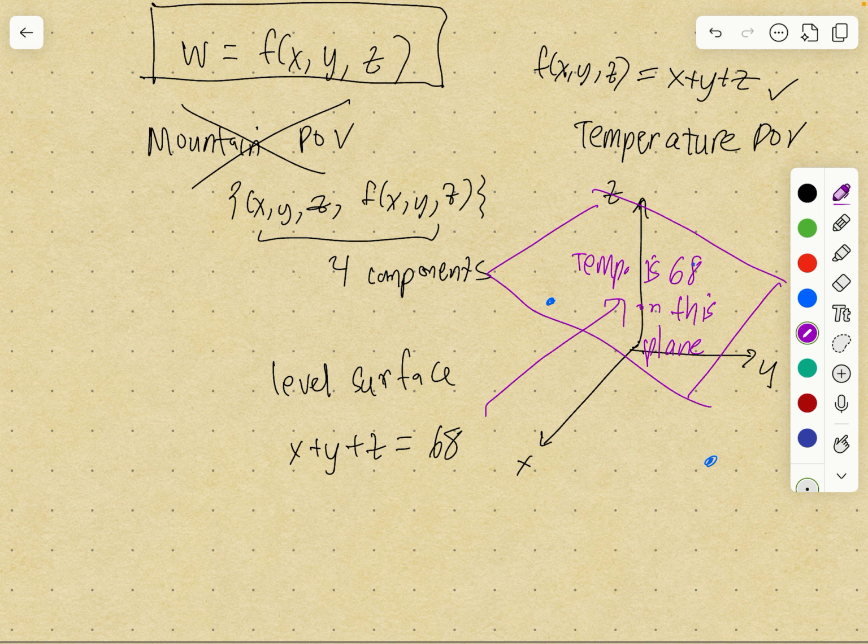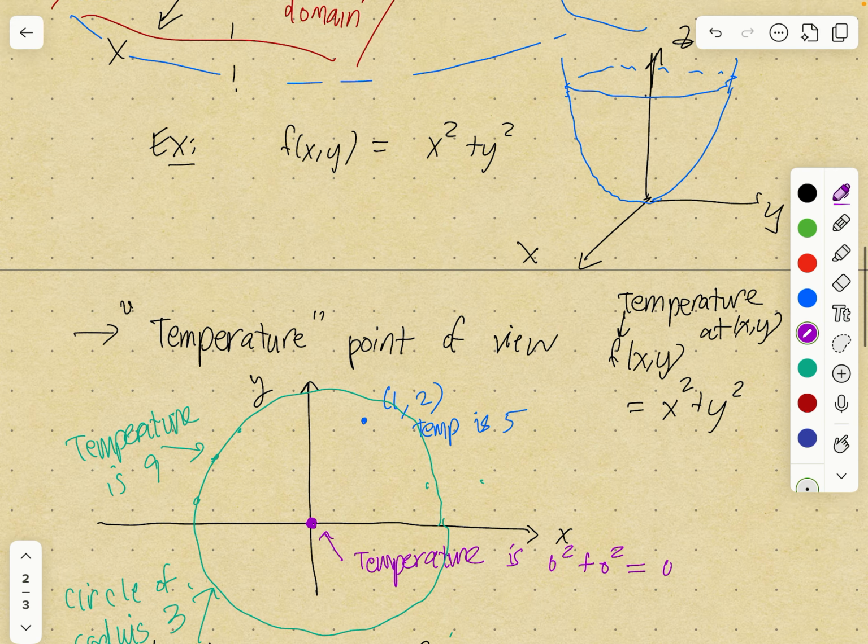So the temperature is 68 on this plane. Right? So it still makes sense to talk about level surfaces for a function of 3 independent variables, and you have a picture of the level surfaces. But you don't have a picture of the graph of this function. So you wouldn't graph f of x, y, z equals x plus y plus z. But you can still get some intuition for what's going on by using this temperature point of view. Of course, it doesn't have to be just temperature, but temperature is a good way of thinking about it.